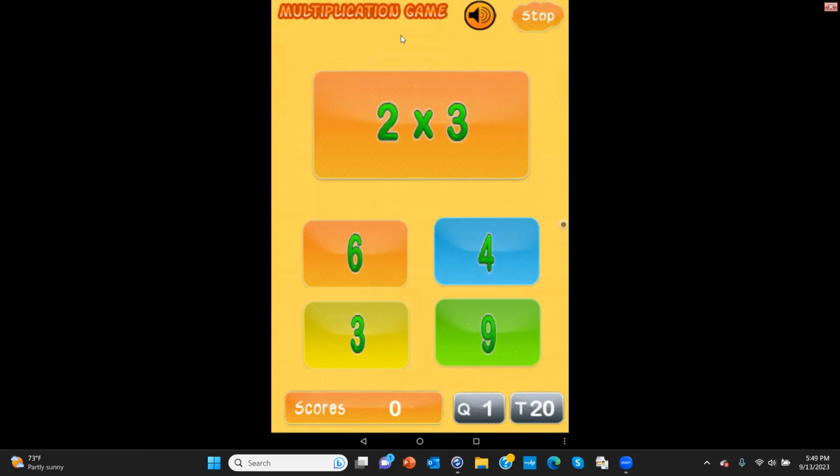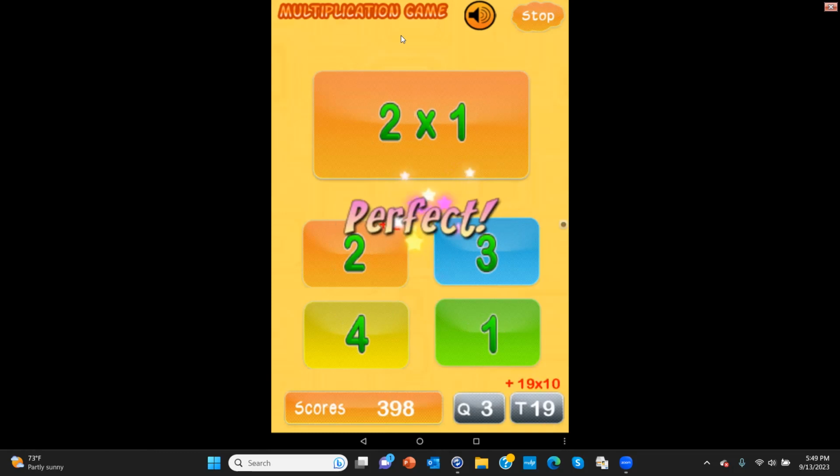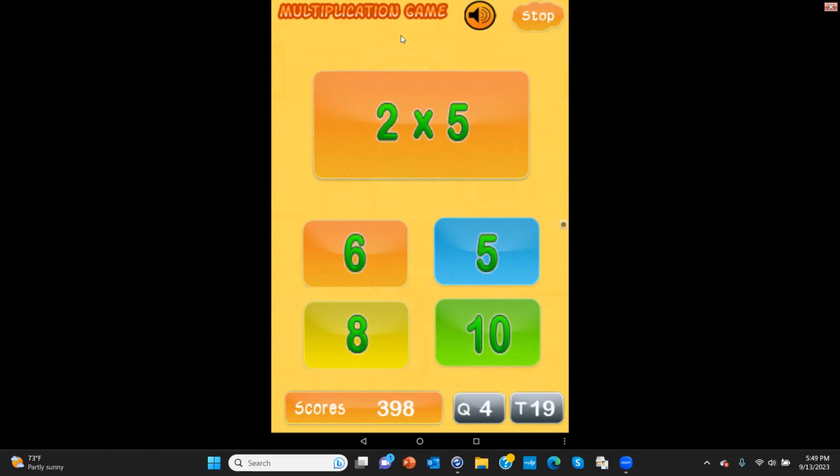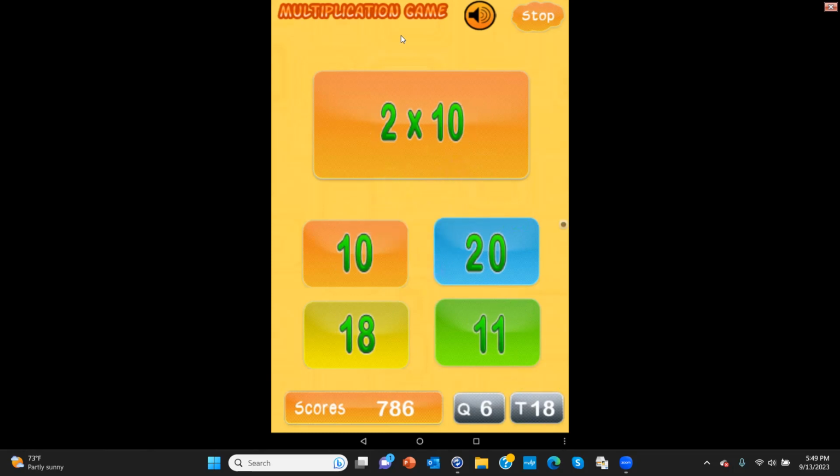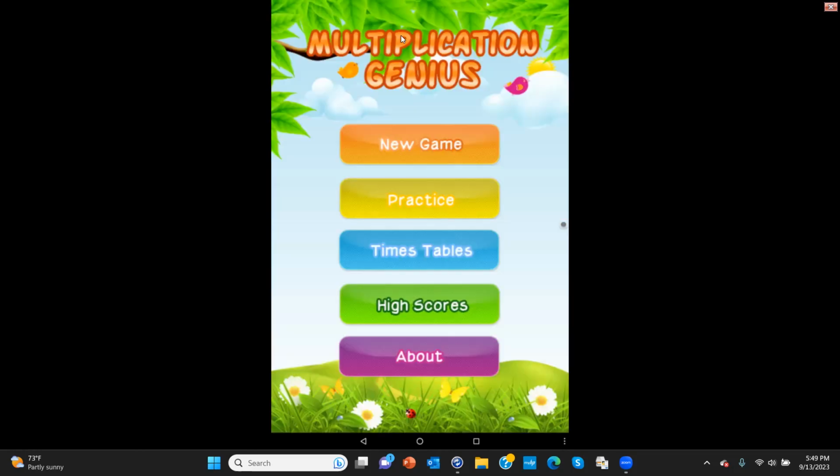Okay, 2 3s, 6. Perfect. 2 1s are 2. So right. So you come and you get all of your practice. Okay, 2 6s are 12. Wrong. Uh-oh, when you do it wrong, you see what happens? Yes. Right? And you see it's keeping a score here for you as well. All right, so let's go back. Okay, so hit stop and it brings you back, right?